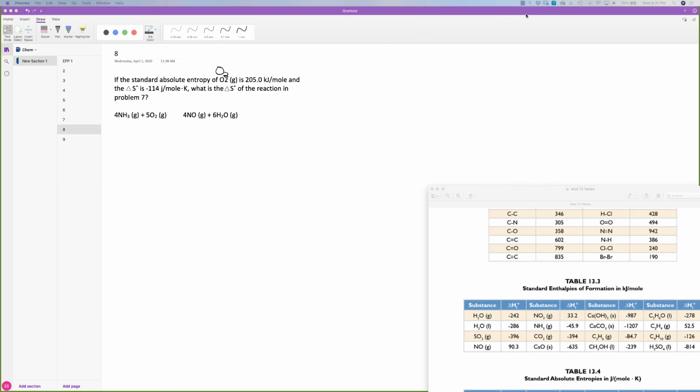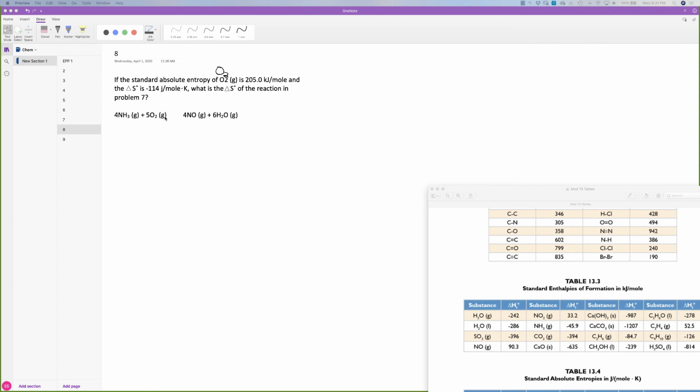Okay, in problem number 8, if the standard absolute entropy of O2 gas is 205.0 kilojoules per mole, and the change in enthalpy is negative 114 joules per mole. What is the change in enthalpy of the reaction in problem number 7?